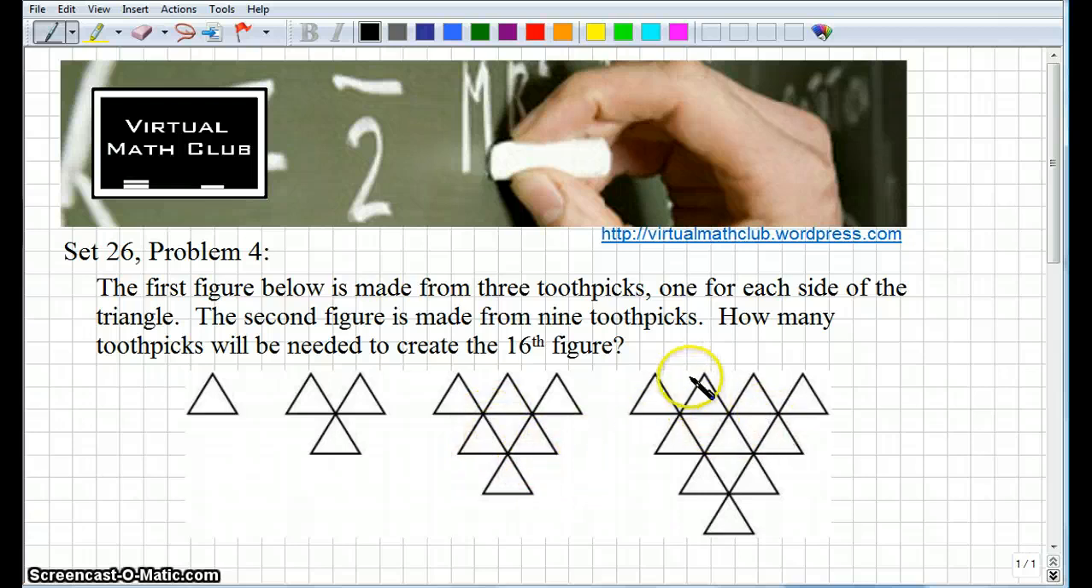Okay, and let's see, we're asked to figure out how many toothpicks would be needed for the 16th figure. All right, so we have the first 4. Now, you could go and draw all these out, but that's probably not the way you want to do it. That'd be kind of the hard way to do it. So let's see if we can find a pattern in the number of toothpicks that are used in each one of these figures.